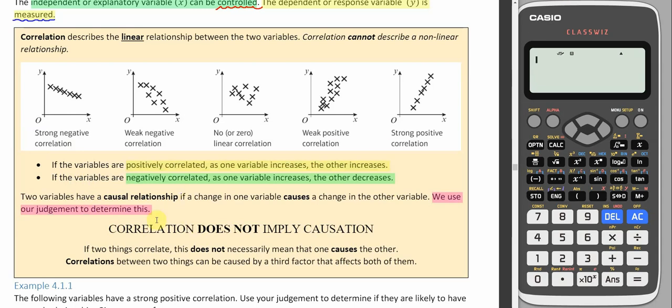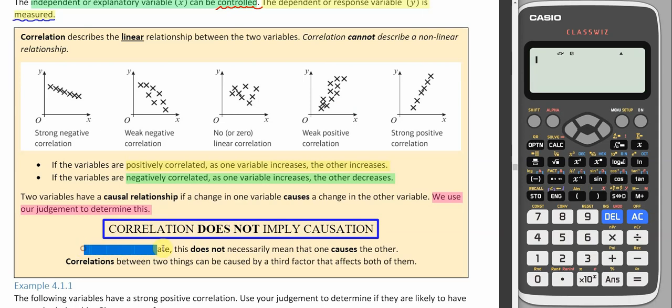Which leads us to a very, very important point from the world of statistics, and that is that correlation does not imply causation. What that means is if two variables seem to have correlation on a graph, that doesn't mean that they are affecting each other. So if two things correlate, this does not necessarily mean that one causes the other. Correlations between two things can be caused by a third factor that affects both of them. It's also possible that we're going to see graphs where it looks like there's some correlation, but when we use our judgment and our common sense, we know it's just happening by chance.